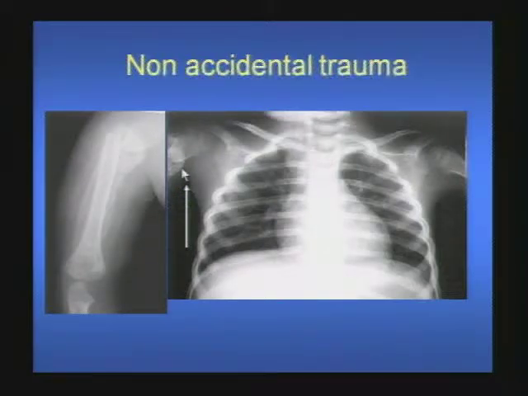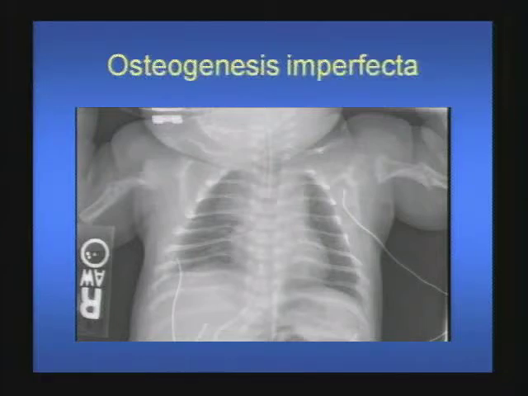So not only the radiological findings, but the clinical context and the discordant nature of the history are essential to make the diagnosis of non-accidental trauma. I'm showing some examples of corner shots of skeletal lesions detected on chest radiographs.